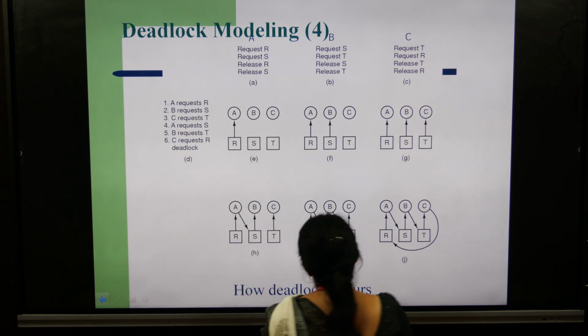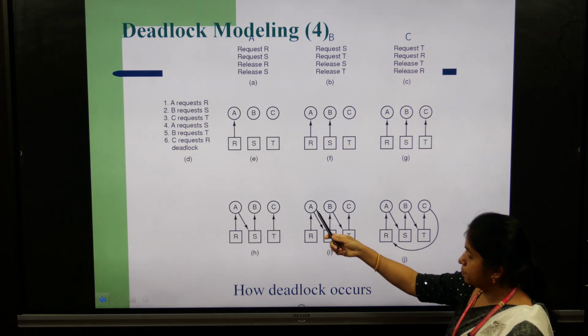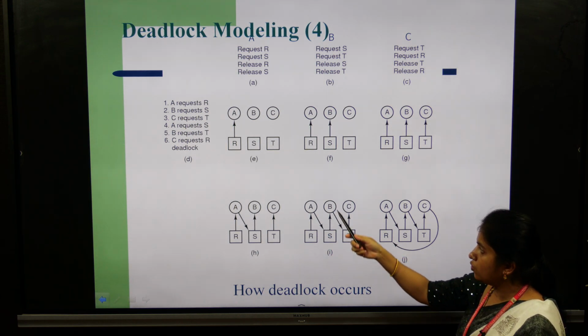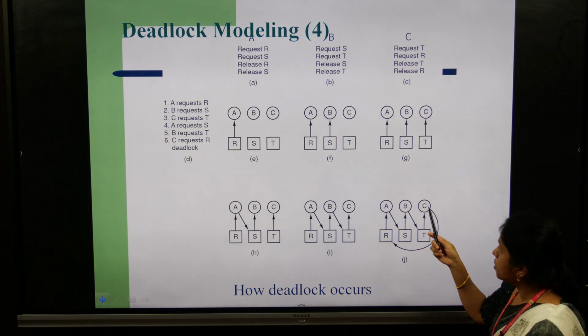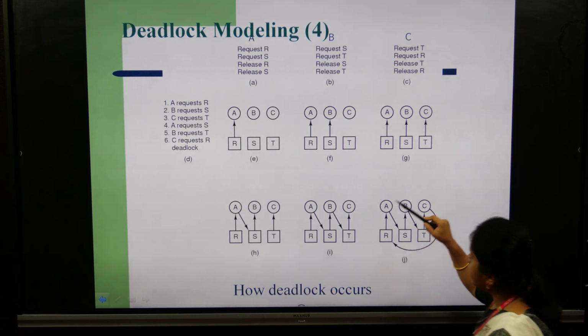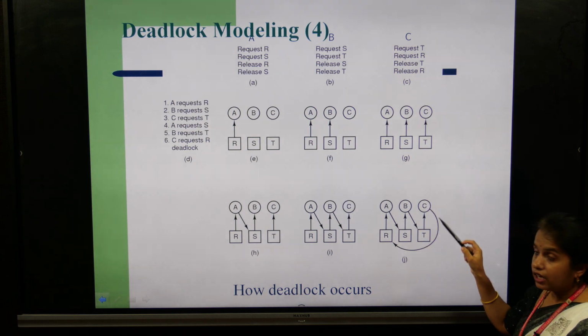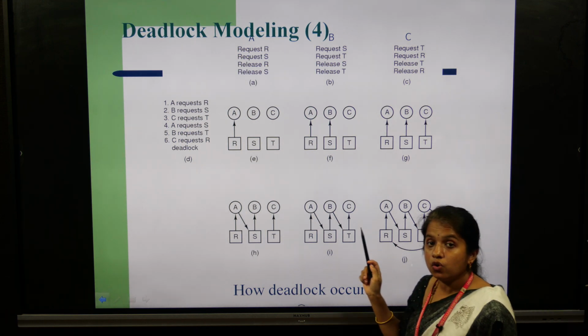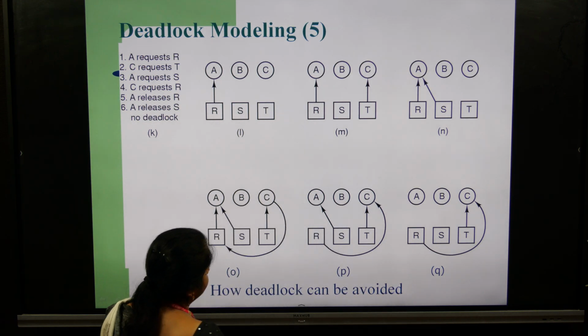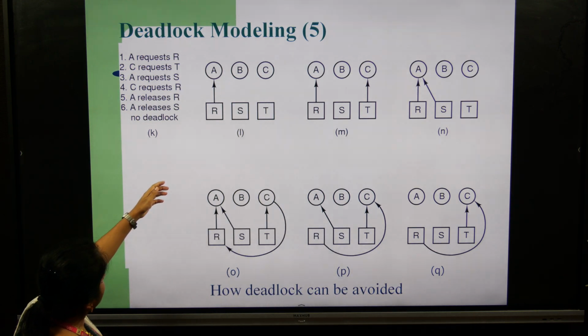Here process A is using R, it wants S. Process B is using S, it wants T, and here process C wants resource R. This is a deadlock situation wherein it satisfies the circular wait also. If that is the condition, what happens?